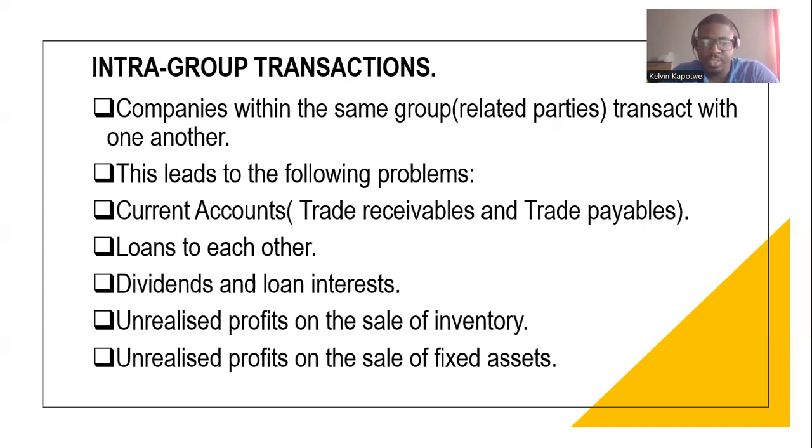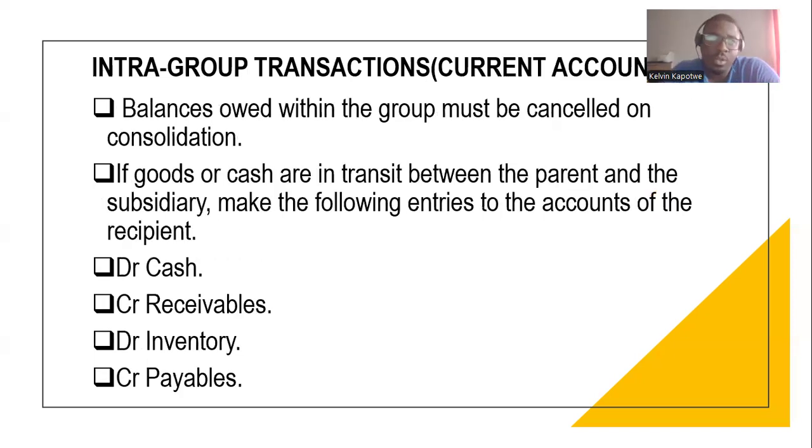So that is what we are basically doing by consolidating. This is what we need to deal with going forward. So intra-group transactions, and we're now dealing with the current accounts. How do we deal with this at consolidation stage? So we are saying balances owed within the group must be cancelled on consolidation, or at the consolidation date.